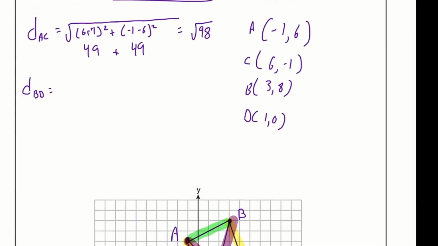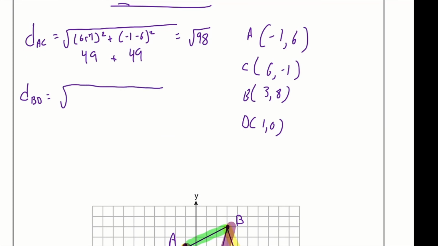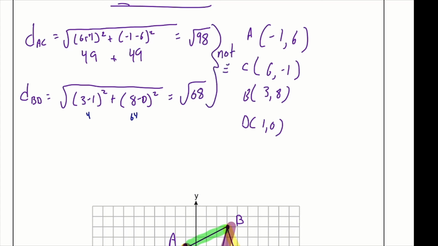So it's going to be the square root of 3 minus 1, which will be 2, plus 8 minus 0. So this becomes 2 squared, which is 4. This becomes 8 squared, which is 64. So kind of as we predicted, it is smaller. It is the square root of 68. So I can bracket these off and write not congruent.